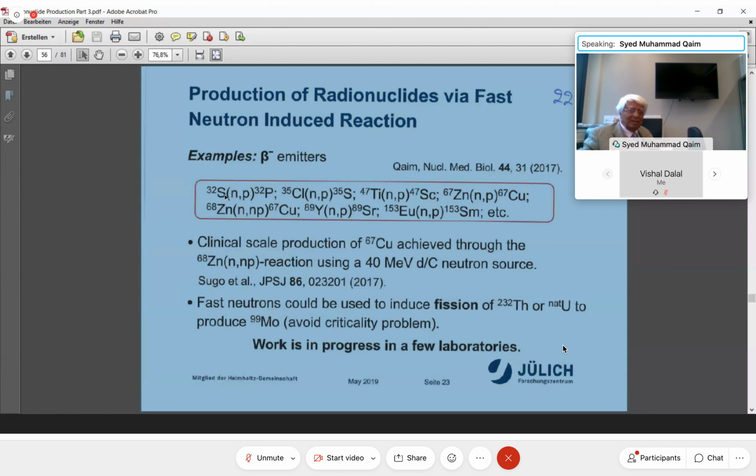Examples are sulfur-32 NP phosphorus-32, chlorine-35 NP sulfur-35, titanium-47 NP scandium-47, all NP reactions, zinc-67 NP copper-67, zinc-68 and NP. NNP could also be, this is a higher threshold, it has a bit higher threshold. So NNP will also give this one.